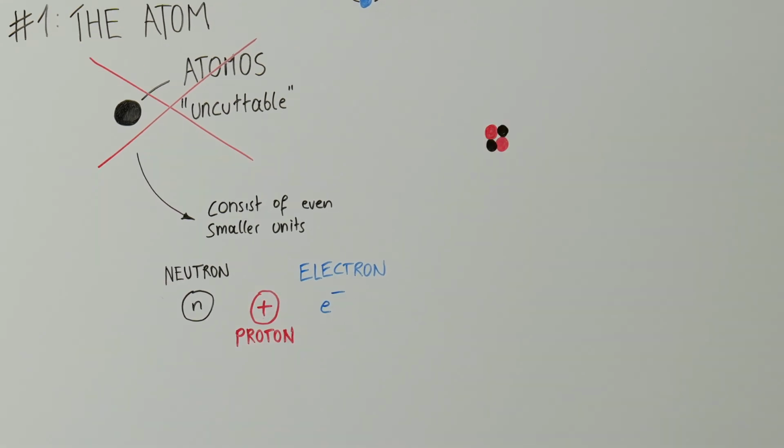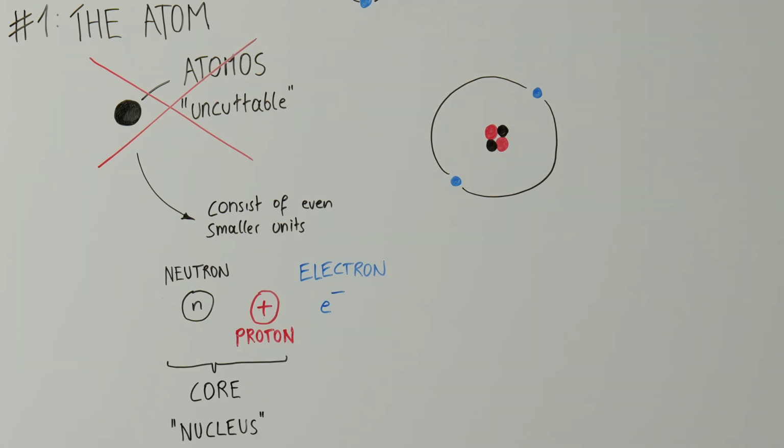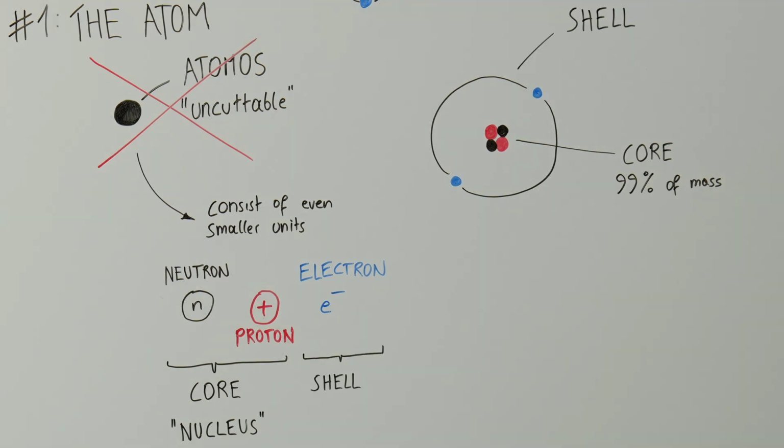An atom can be divided into a core and a shell. The core, or nucleus, consists of neutrons and protons and makes up more than 99% of the weight of the atom. The shell, on the other hand, consists of electrons and makes up the majority of the volume. As the neutrons aren't charged and the protons are charged positively, the net charge of the core is positive.